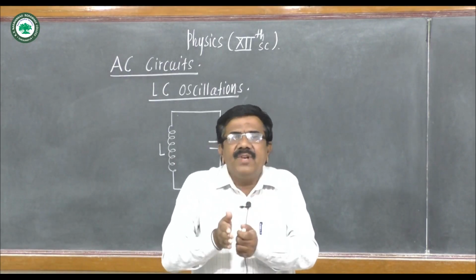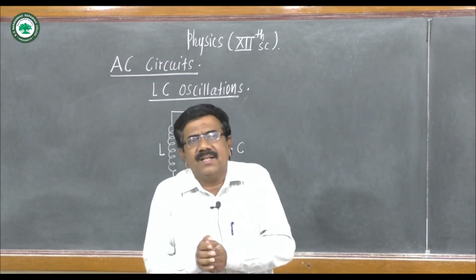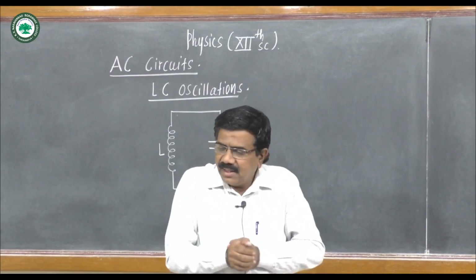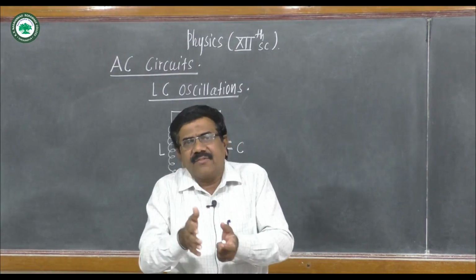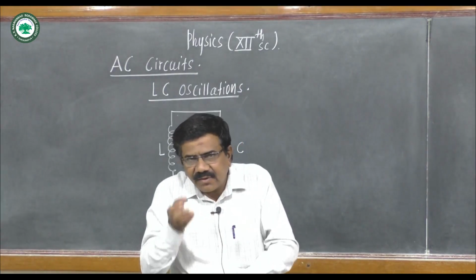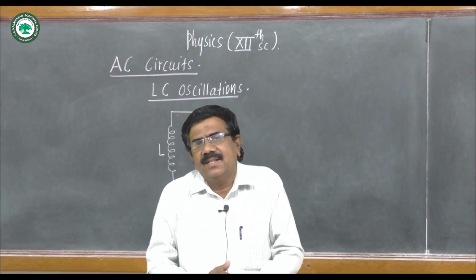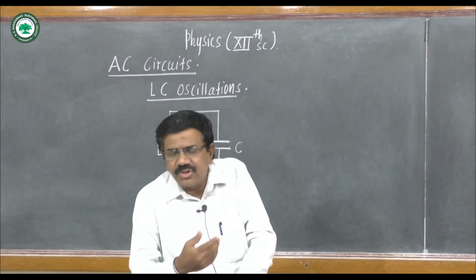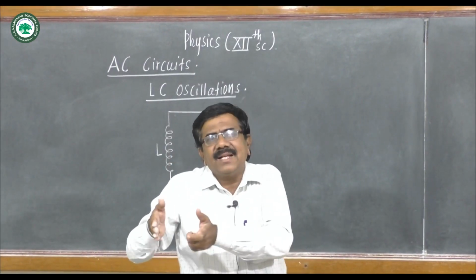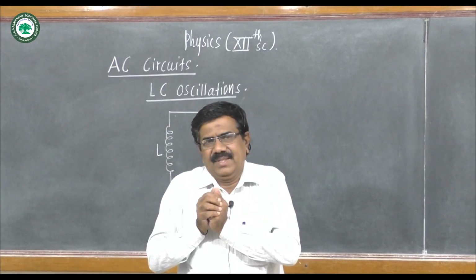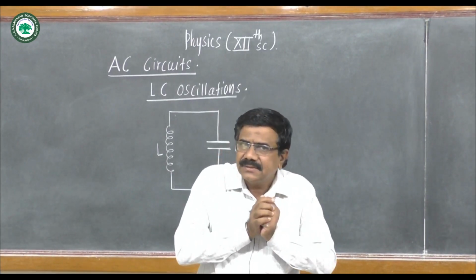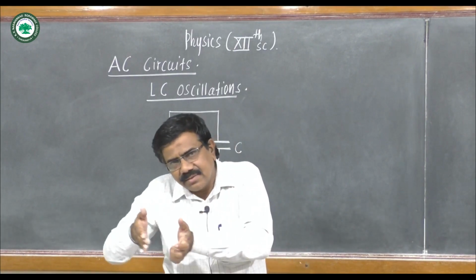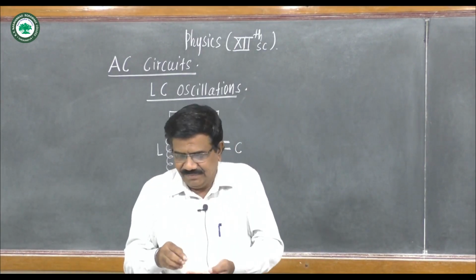The parallel combination of inductor and capacitor produces electrical oscillations of desired frequency. The frequency of oscillations depends on the values of inductor and capacitor. We know the AC circuit containing inductor only. We also know the AC circuit containing the capacitor only.